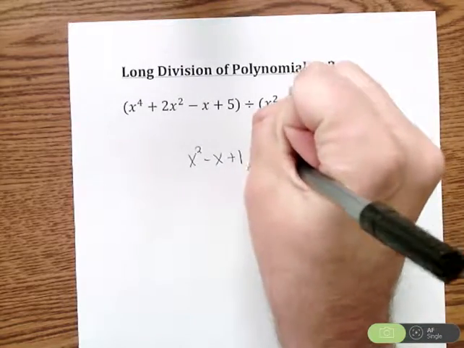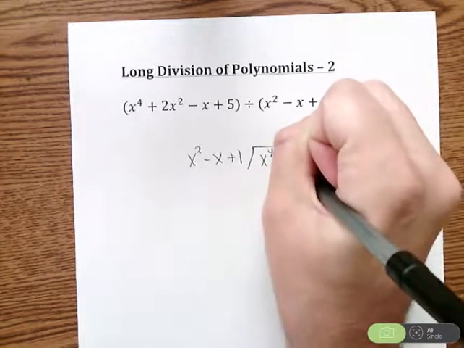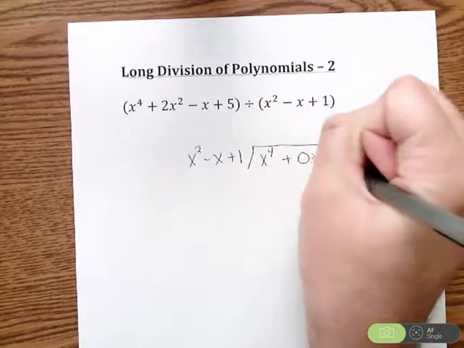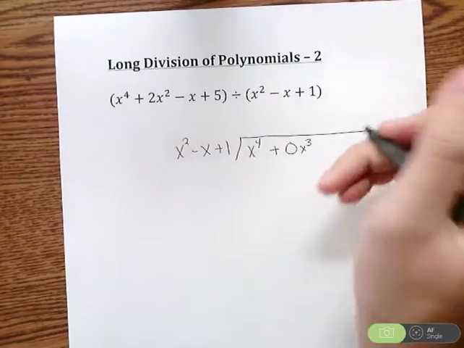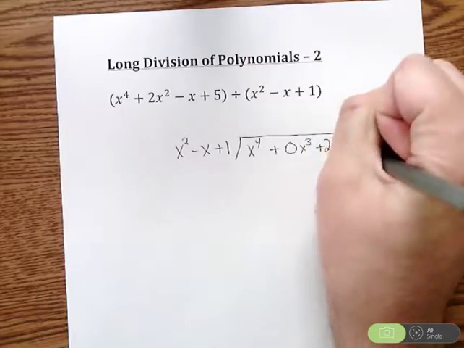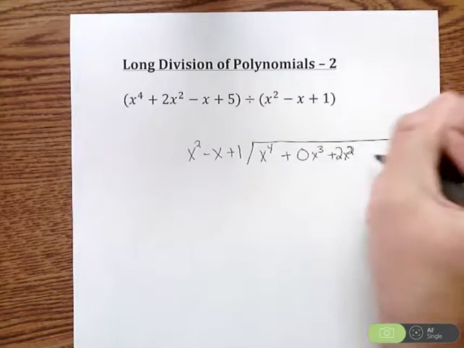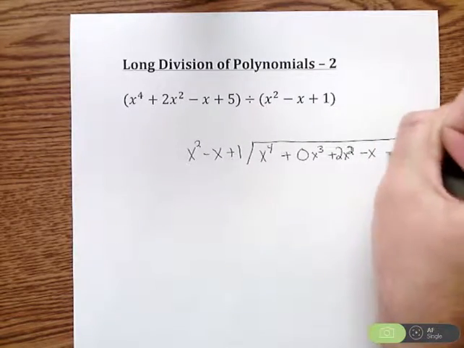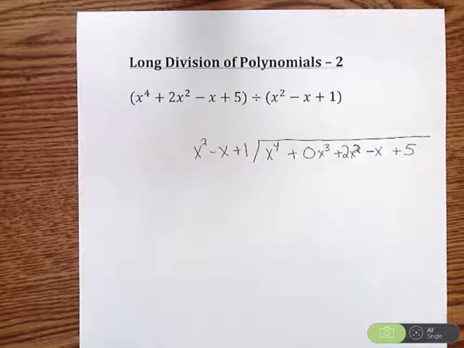So we're going to have x to the fourth. Next would be x cubed, but since it doesn't appear, I'm going to put plus 0x cubed. It's kind of a placeholder to make sure I do everything nice and neat so I don't miss anything. Plus 2x squared minus x plus 5. We're going to go through this process, and this process keeps repeating until you finish the entire problem.